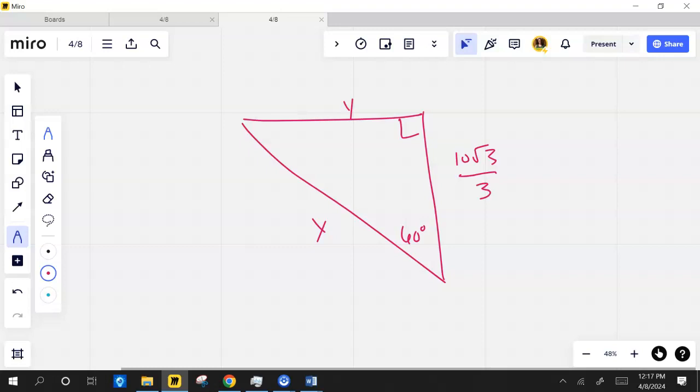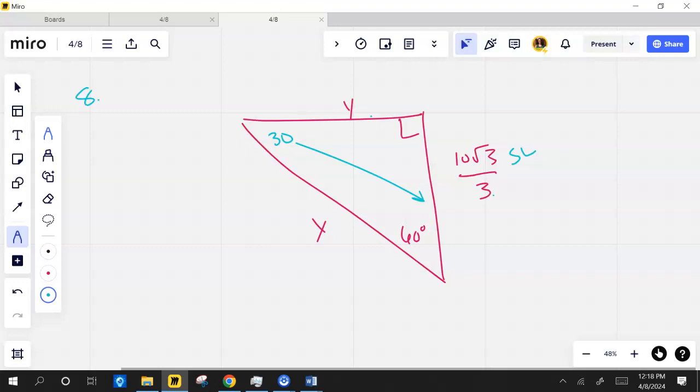All right. This is a 30, 60, 90 triangle, so I'm always going to make my way back to the short leg. How do I determine which one's the short leg? The one across from the 30-degree angle, so this is my short leg. Everything's based on the short leg. So to go from short leg to long leg, I multiply by what? Close. Square root of 3.